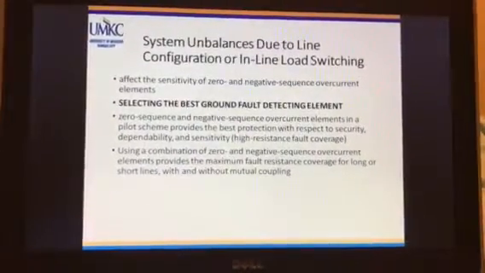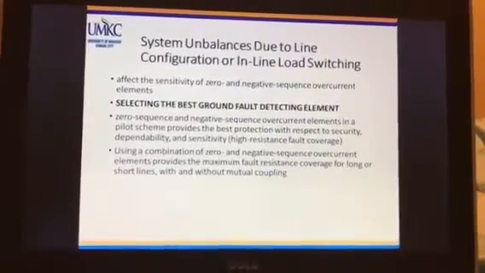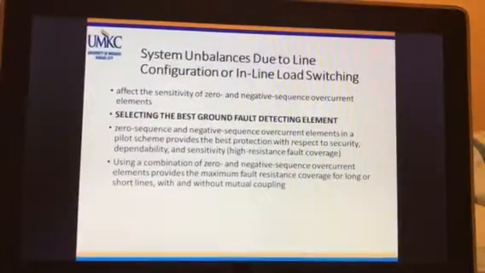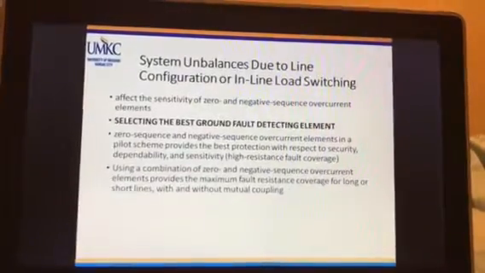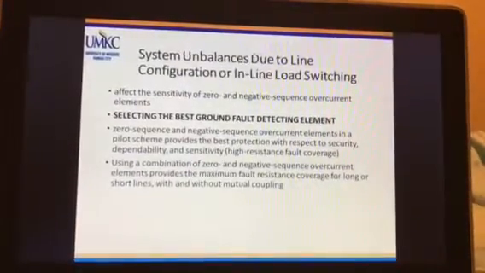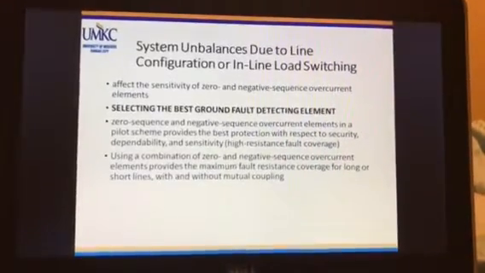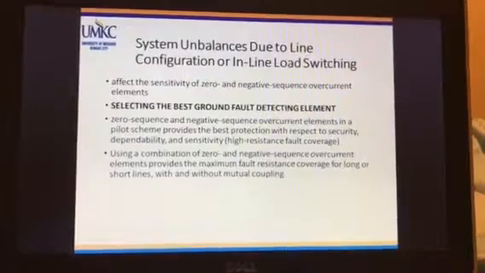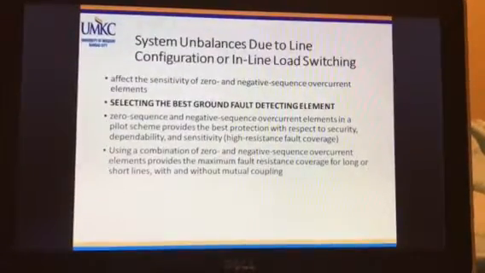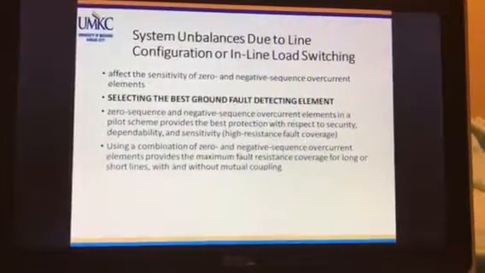Next is the system unbalances due to the line configuration or inline load switching. This affects the sensitivity of the zero and the negative sequence overcurrent elements. And now what is the next? Selecting the best ground fault detecting element. How can we select the best ground fault detecting element?